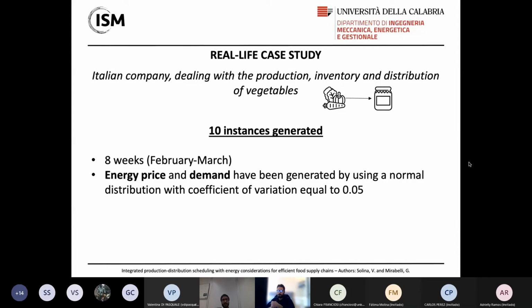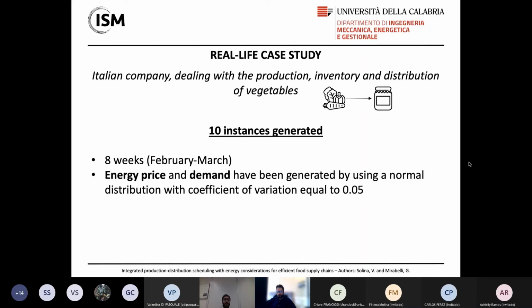We have generated, starting from the historical data of the company, 10 different instances, 10 different cases, and we have considered for these 2 parameters, energy price and demand. We have generated them by using a normal distribution with a 5% coefficient of variation. Instead, all the other parameters were known, for instance, the capacity of the vehicles, the storage capacity, the production capacity of the single line, and so on.